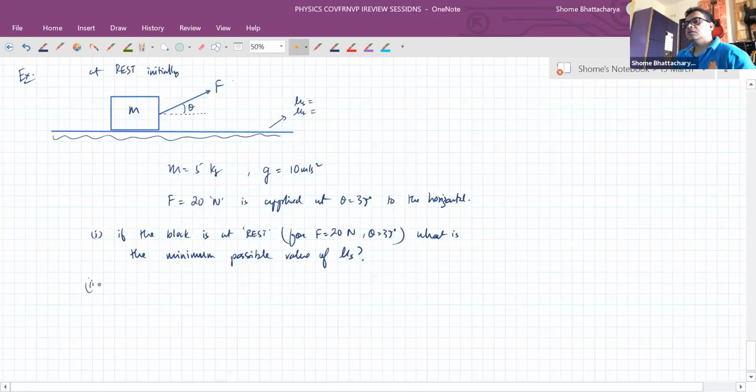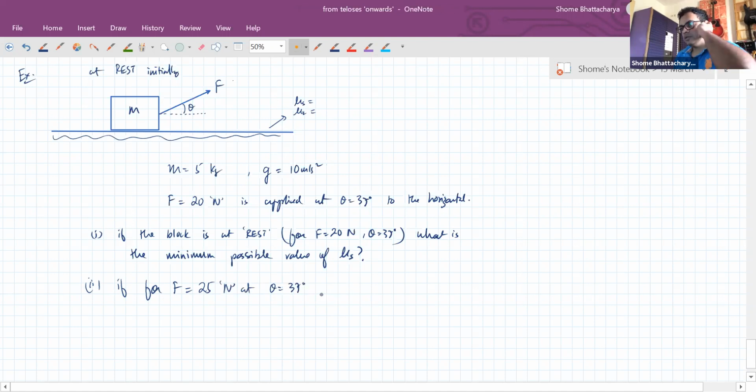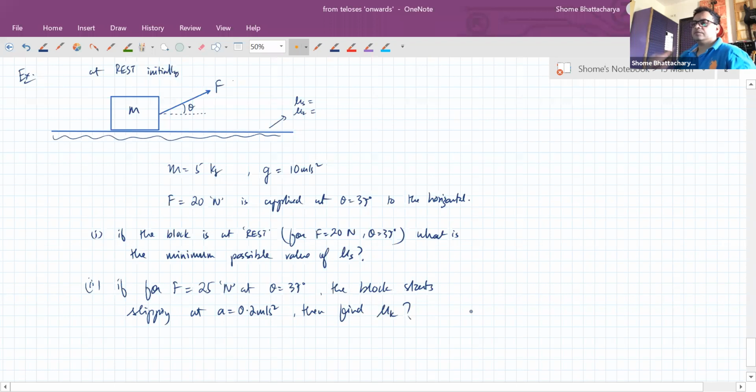Second part, if for F equal to 25 newtons at theta equal to 37 degrees, the block starts slipping at a equal to 0.2 meters per second square, then find the coefficient of kinetic friction.